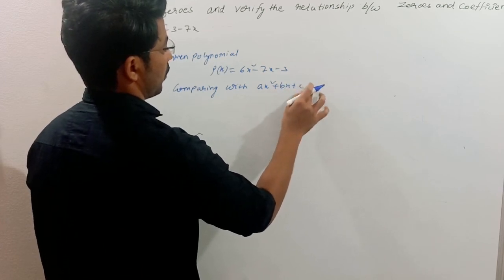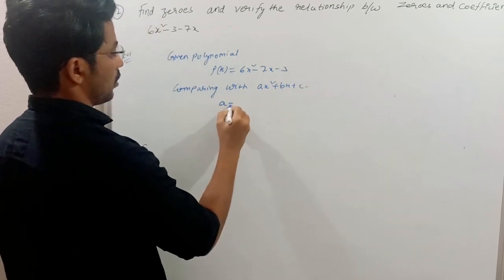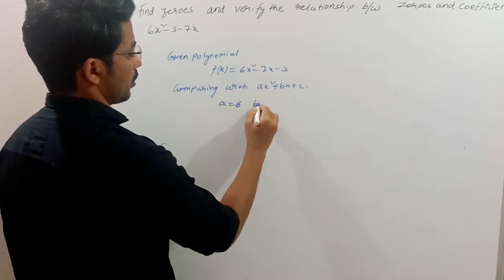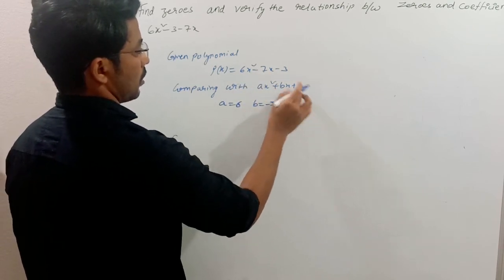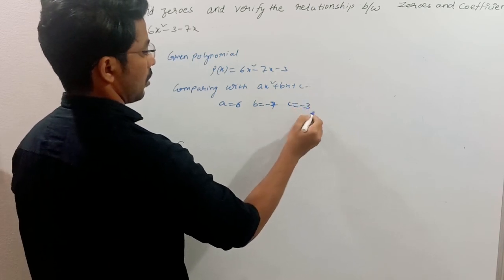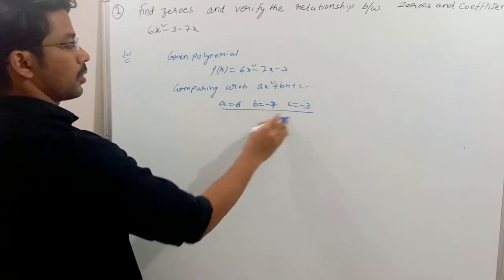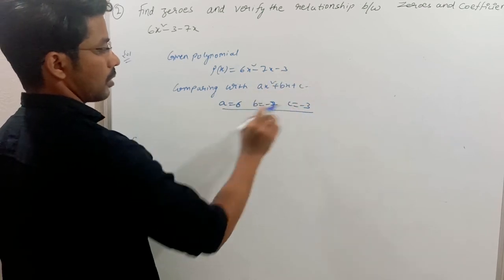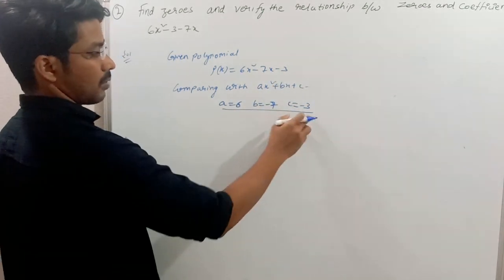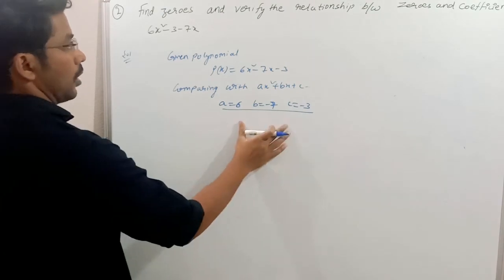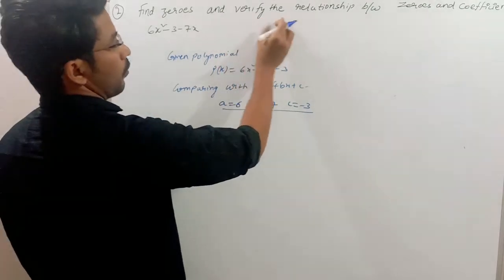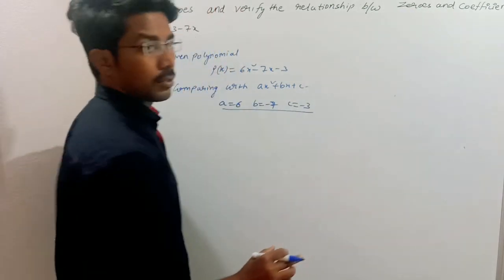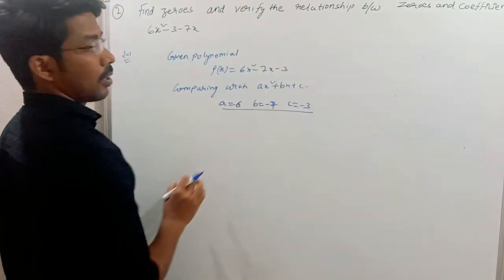So if we compare with this, we get a is equal to 6, b is equal to minus 7, c is equal to minus 3. So if we compare, we get the coefficient values of x square, x term, and the constant term as 6, minus 7 and minus 3. Now what is asked in the question? We have to verify the relationship between zeros and coefficients. So zeros we need to find out first.